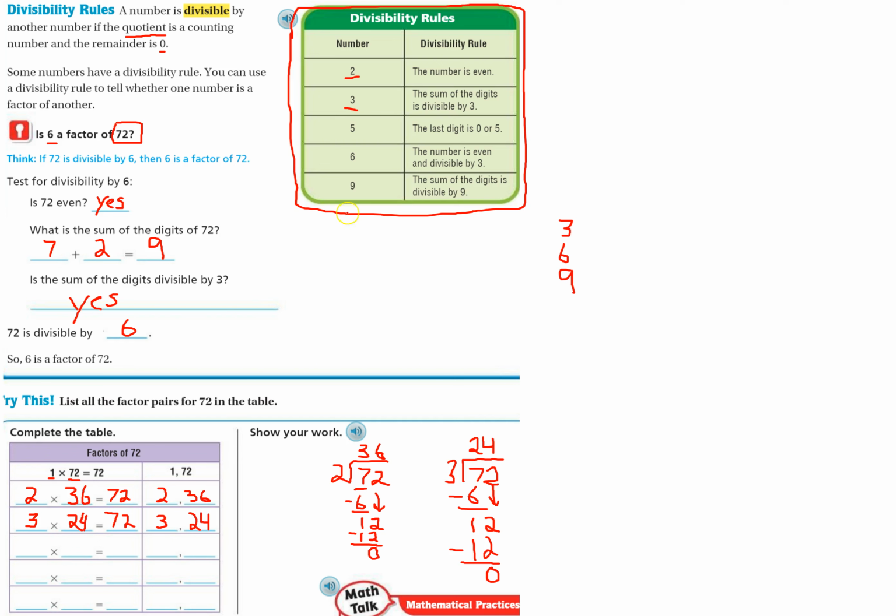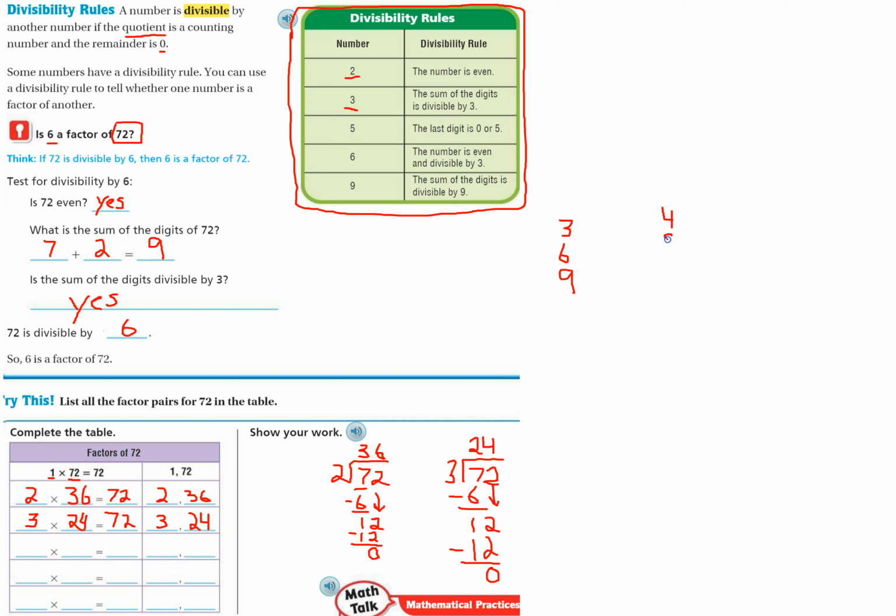Okay, what about 4? Okay, well, there is no rule. There's no divisibility rule for 4, so let's just do the work. Don't be afraid of the work, guys. Do not be afraid of the work. Do the work. So we're going to count by 4s and see if we land on 72.